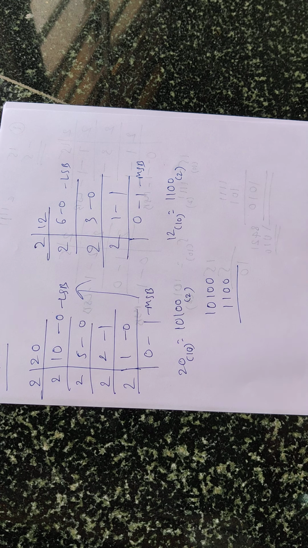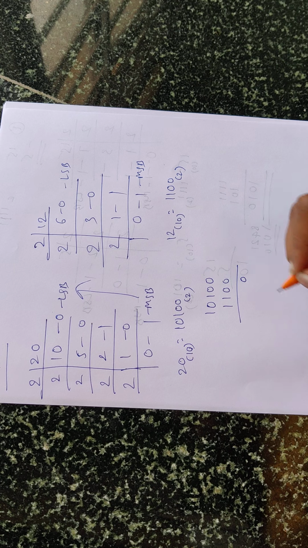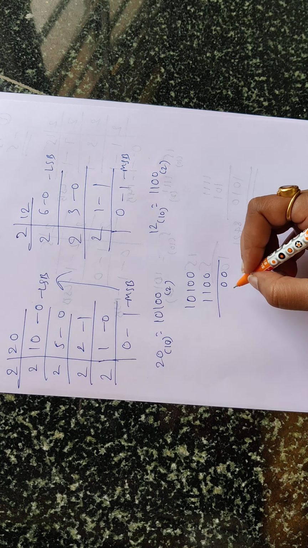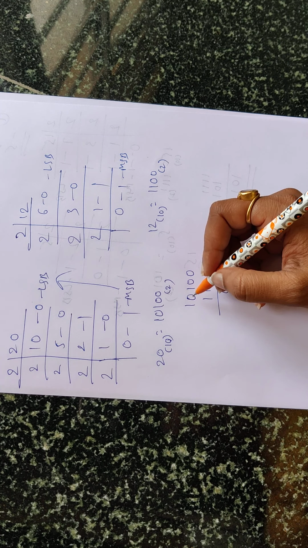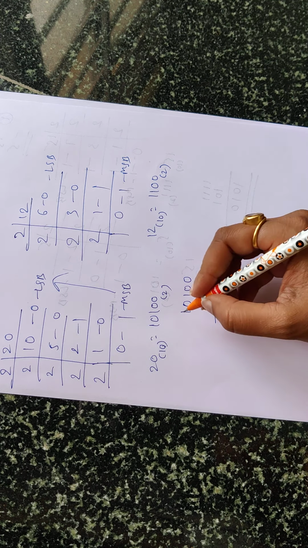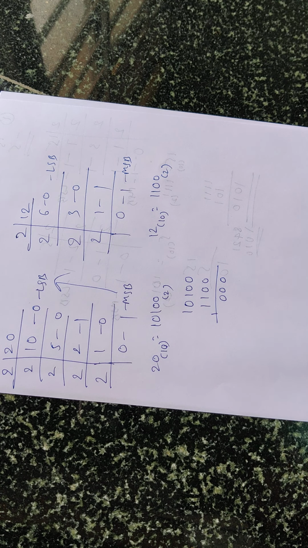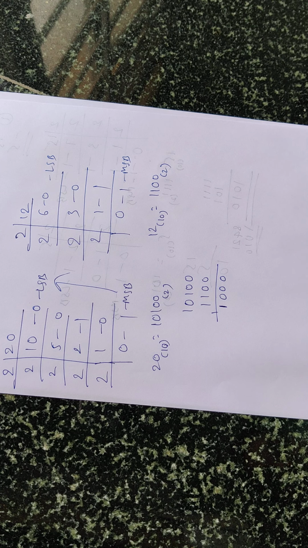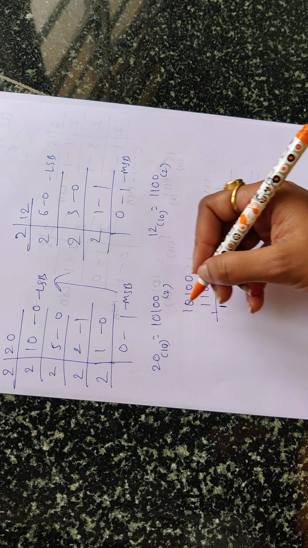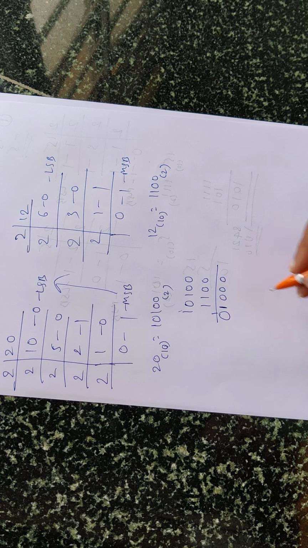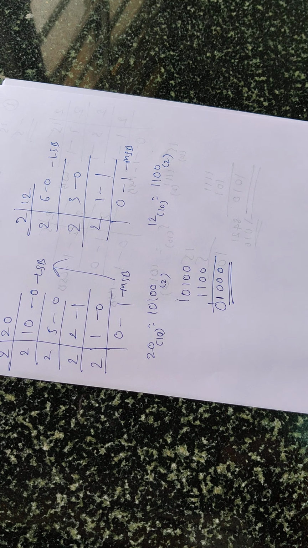Now calculate 0 minus 0, 0; 0 minus 0, 0; 1 minus 1, 0. Now comes 0 minus 1. We cannot subtract 1 from the 0, so we'll borrow from here, and the answer comes as it is, as 1. Now 1 minus 1, what is the value? 1 minus 1 is 0. So your final answer is 1,000,000.